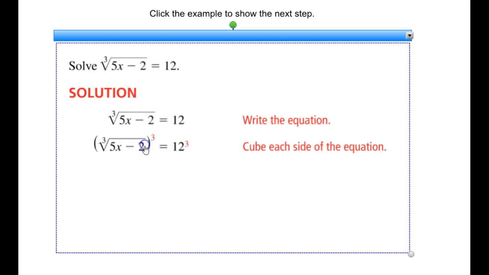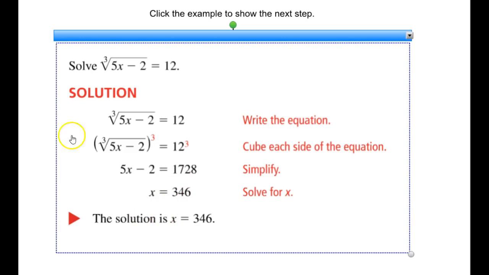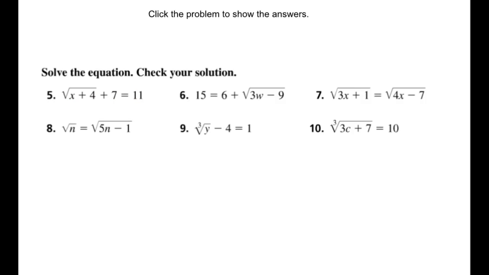First I write my equation. Since the radical is all by itself, I go ahead and cube each side, because I'm undoing the root. Since it's a cube root, I cube each side. So I have 5x minus 2 equals 1728. Then I can solve for x. I'm going to add 2 to both sides and then divide by 5. So my x ends up being 346. Now here are a few that I want you to try. And remember, the first thing we always have to do is get the radical all by itself.